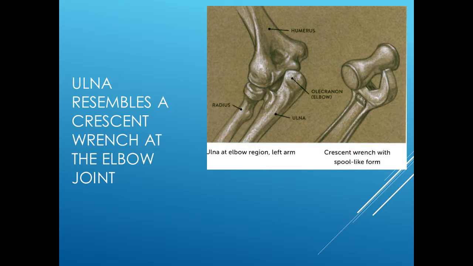The ulna resembles a crescent wrench at the elbow joint. Remember, there was that trochlear notch right inside here. That's the part that resembles a crescent wrench, and it fits in there and allows for that movement we just talked about, so that you can lift things or make a muscle. That joint allows for that. And we'll talk about joints. I think joints are next week, actually, so you get a little taste of it here.